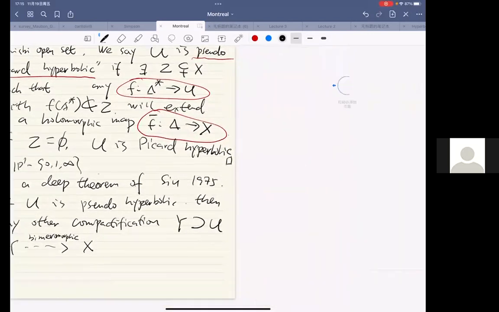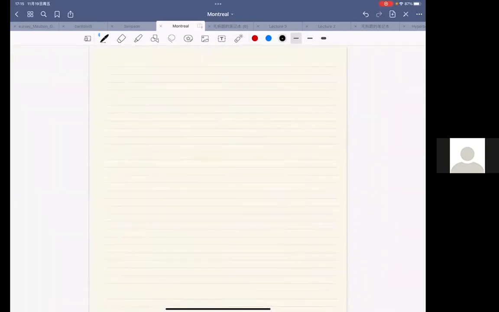Okay. So this is the definition of this one. But now the goal of the lecture was to see, okay, since we have that P1 minus 3 points is Picard hyperbolic, we want to find more examples, more generalizations of why this should be true. We want to see a more general phenomenon. So this thing is true.